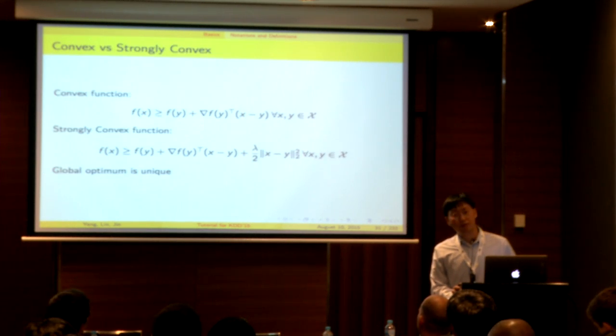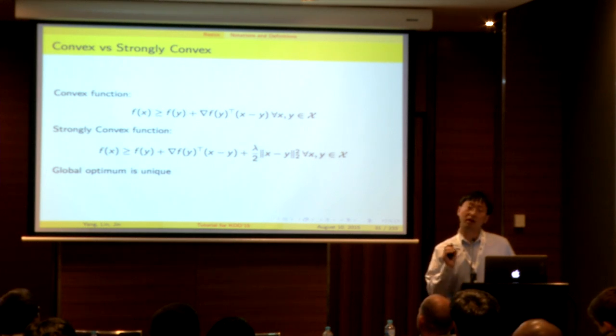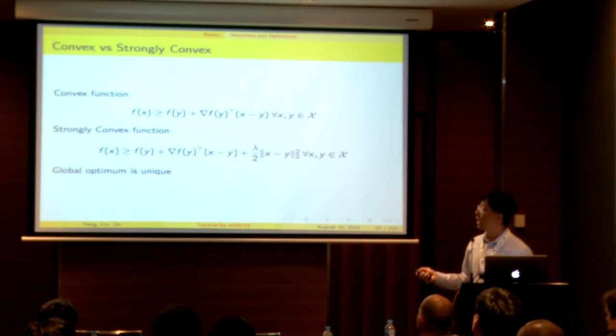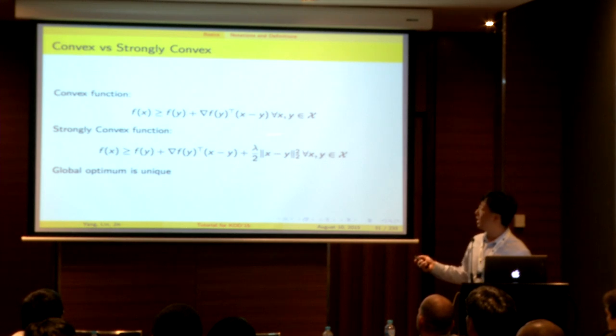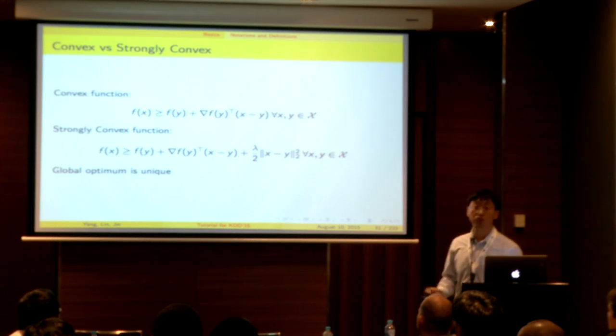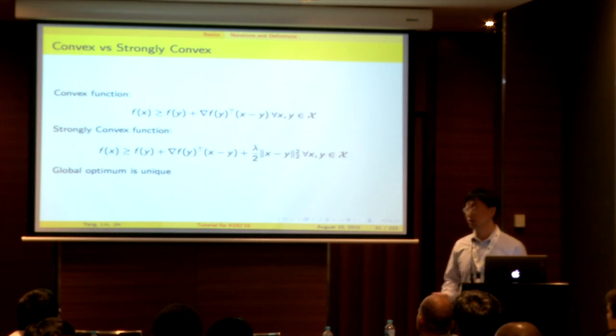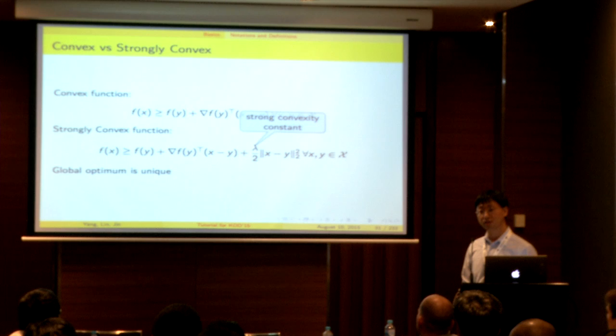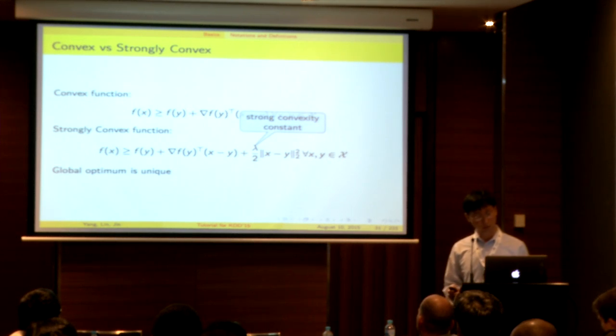In the definition of convex function, we can make it a little bit stronger. Instead of using this linear lower bound, we have a quadratic lower bound. We add an extra quadratic term here, making the lower bound a quadratic function. If a function satisfies this inequality, it is said to be a strongly convex function, and the parameter here is the strong convexity parameter. The good thing about a strongly convex function is that the global optimum is unique.